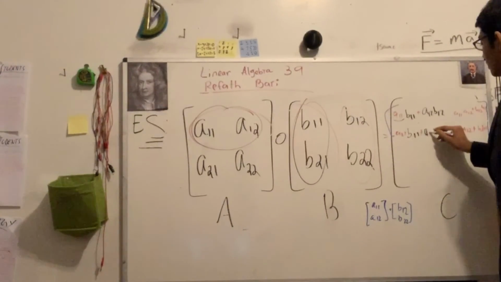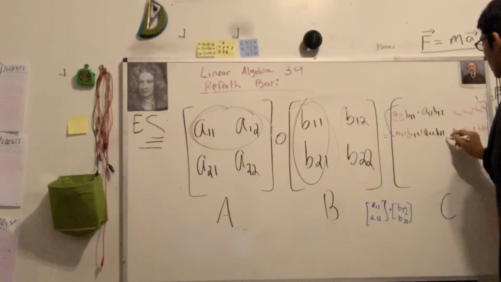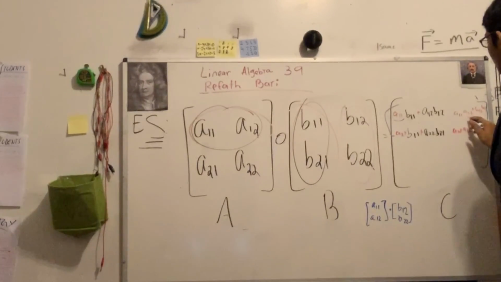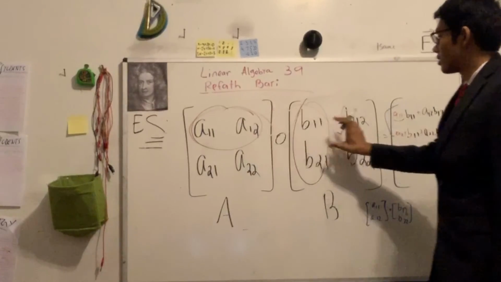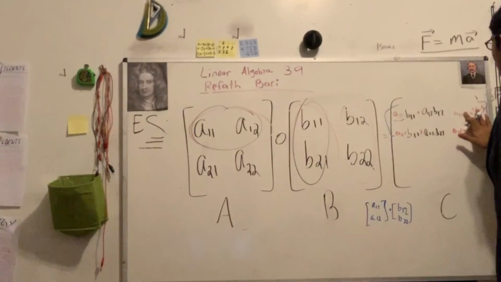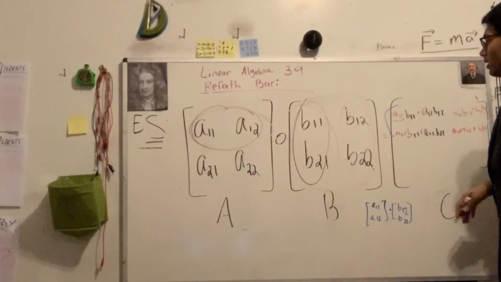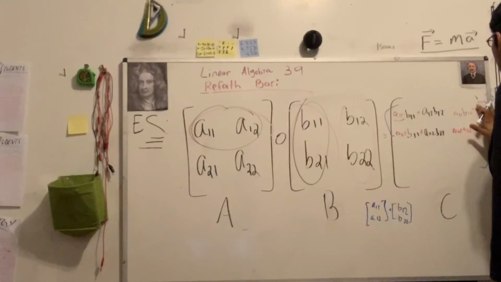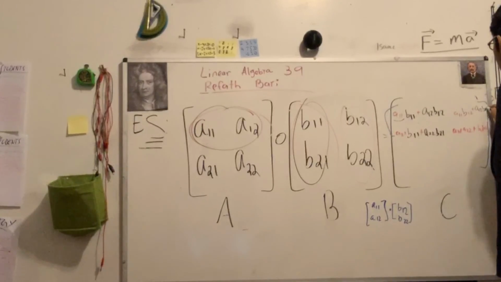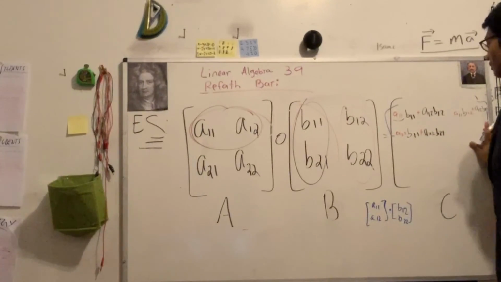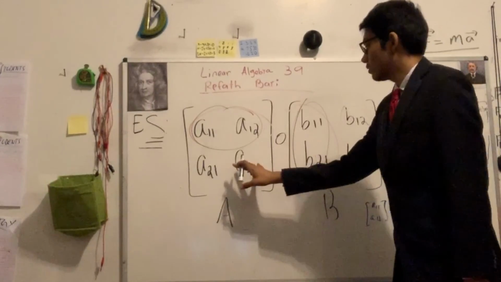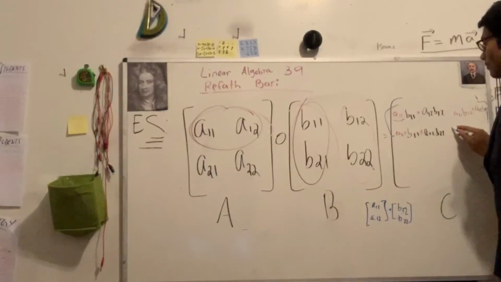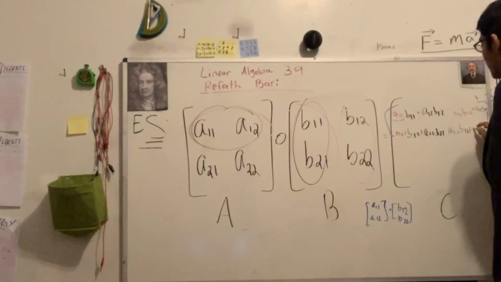A21 times B11 and A22 times B21. A22 times B21. Here we can find the same mistake, which is this row times this column: A11 times B12, okay, and A12 times B22. So A12 times B22. And the last one, we can just straight ahead go and write A21 times B12 plus A22 times B22.